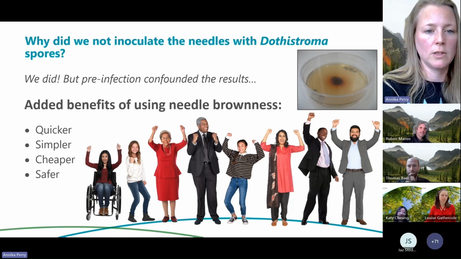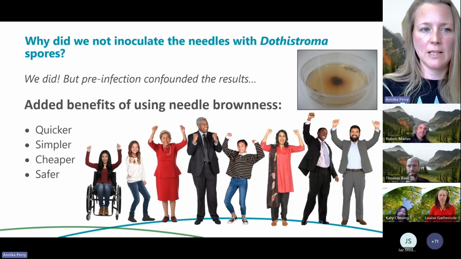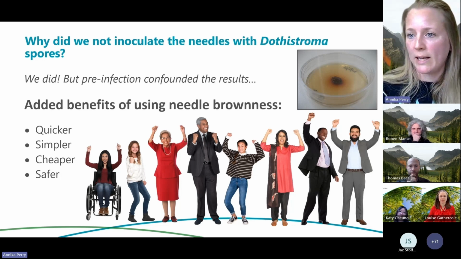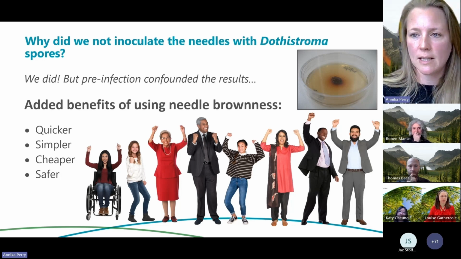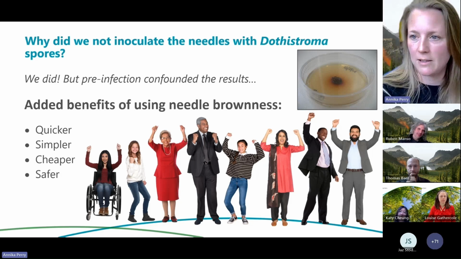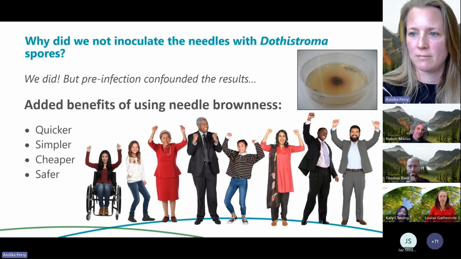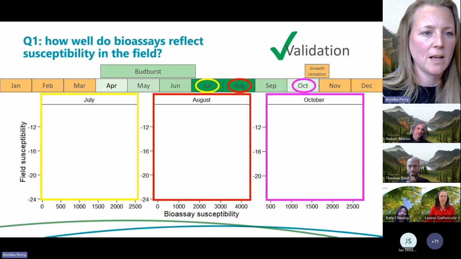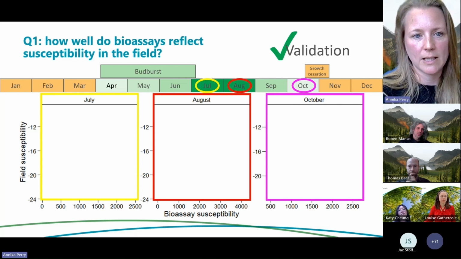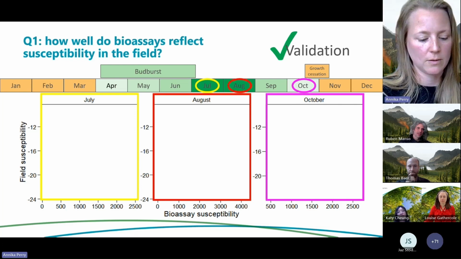So overall, I was thrilled that needle brownness was a much more effective way of trying to understand susceptibility in a bioassay environment than inoculating. It was a good result. So for my first question, I was asking, how well do bioassays reflect susceptibility in the field?